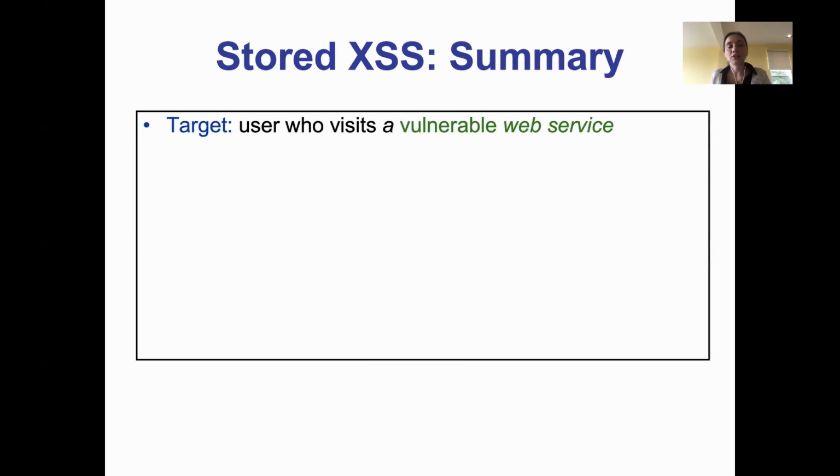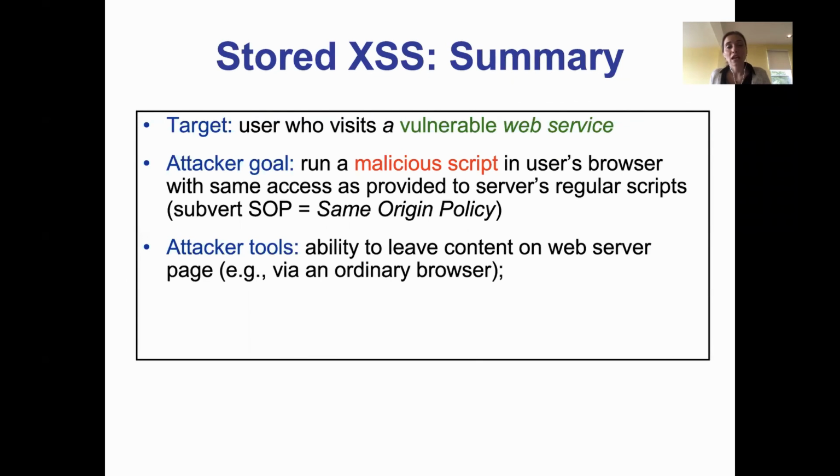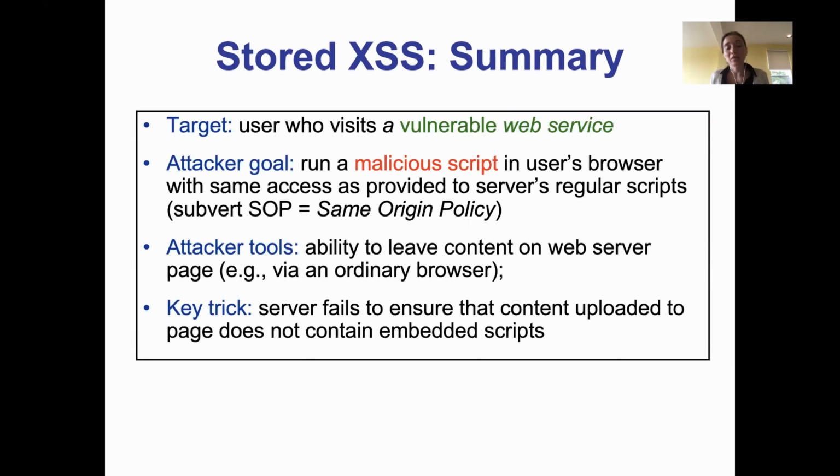Okay, so just to summarize it, and then we'll actually even see a demo of how it works. The user visits a vulnerable web service. The attacker's goal is to run a malicious script in the user's browser with the same access as provided to the server's regular scripts by the same origin policy. And what the attacker needs is the ability to leave content on the web server page. And that can be done in many different ways. We'll see some ways as examples. And the real problem here is that the server did not check what content is stored. It didn't check that it stored some script from a user when it was not expecting a script.